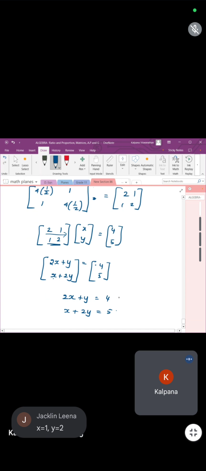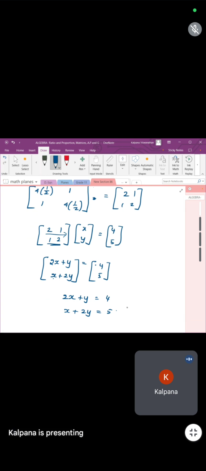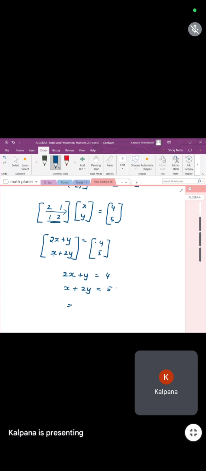Okay, some of you gave the answers. On solving, you will get your x and y value. But the values are not required. We require it as a matrix. You have to give the answer in matrix form. So what are your x value and y value? You can do the simultaneous elimination method. X is 1, y is 2.